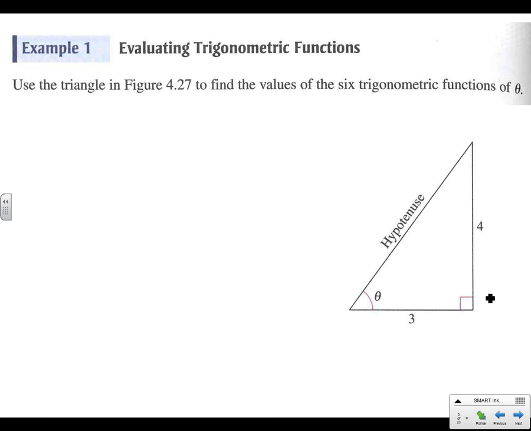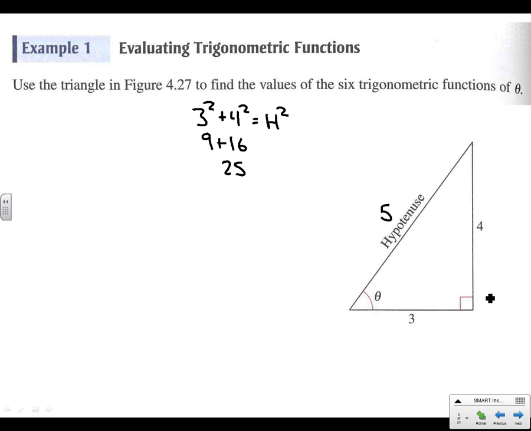We'll start with our first one here. We want to find the 6 trig functions of this triangle. The first thing we need to do is figure out what the hypotenuse is. We do have a right triangle, so we're going to use the Pythagorean theorem and say that 3 squared plus 4 squared is the hypotenuse squared, and so that's going to be 5, since 9 plus 16 is 25. Square root of that is 5. So we know the hypotenuse is 5.